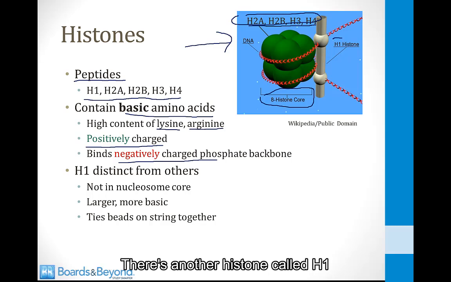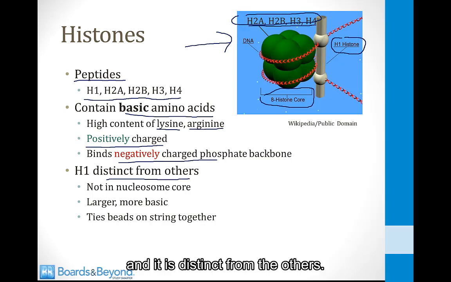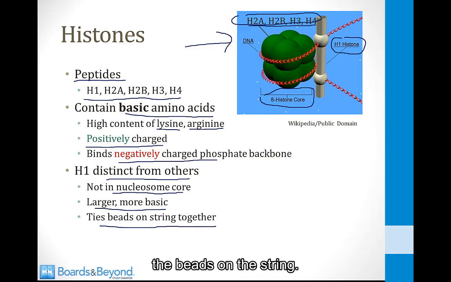There's another histone called H1 which sits outside of the nucleosome, and it is distinct from the others. It's not in the nucleosome core, it's larger and it's more basic, and it's important for tying together the beads on the string.